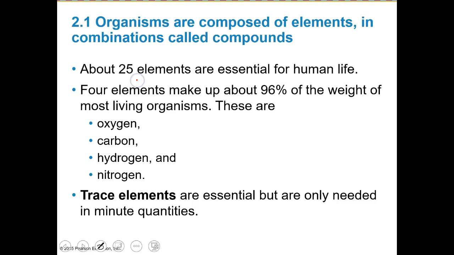So about 25 elements are essential for human life. Four elements make up 96% of the body weight of living organisms. That's what we just looked at: oxygen, carbon, hydrogen, nitrogen. For some reason, we've come up with CHON over the years. Carbon, hydrogen, oxygen, nitrogen. Slightly different association, but those guys alone still make up 96% of your body weight.